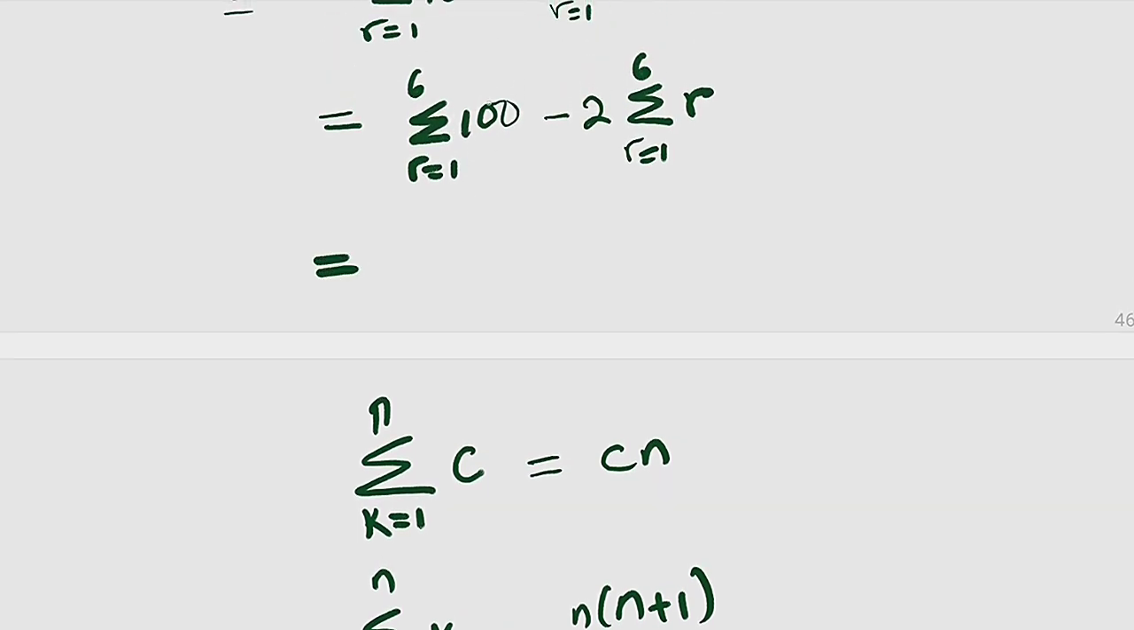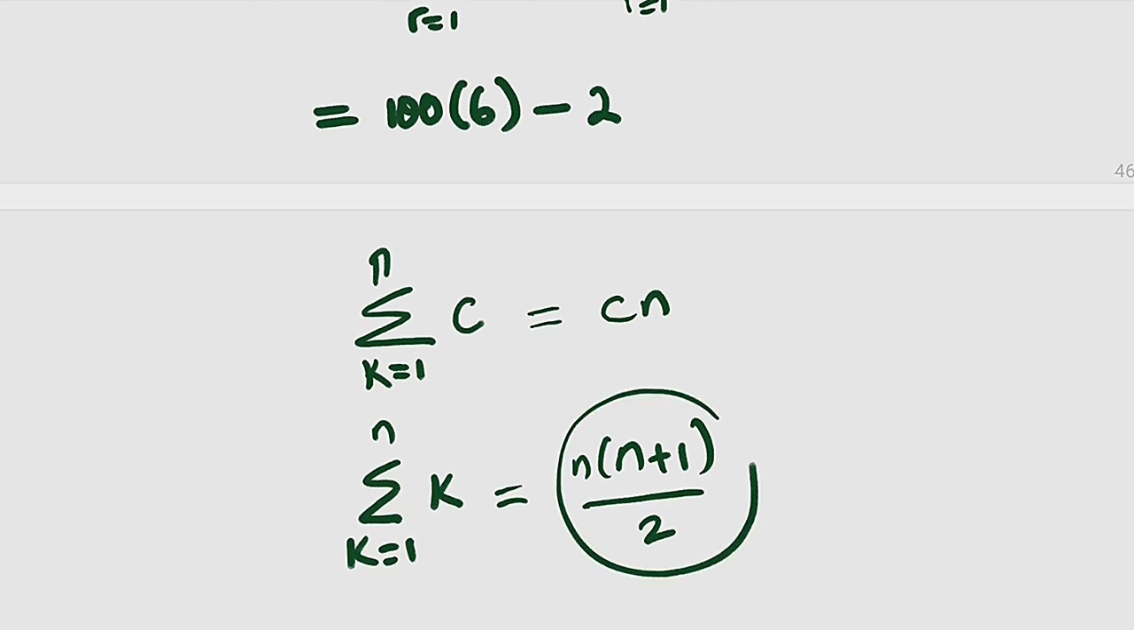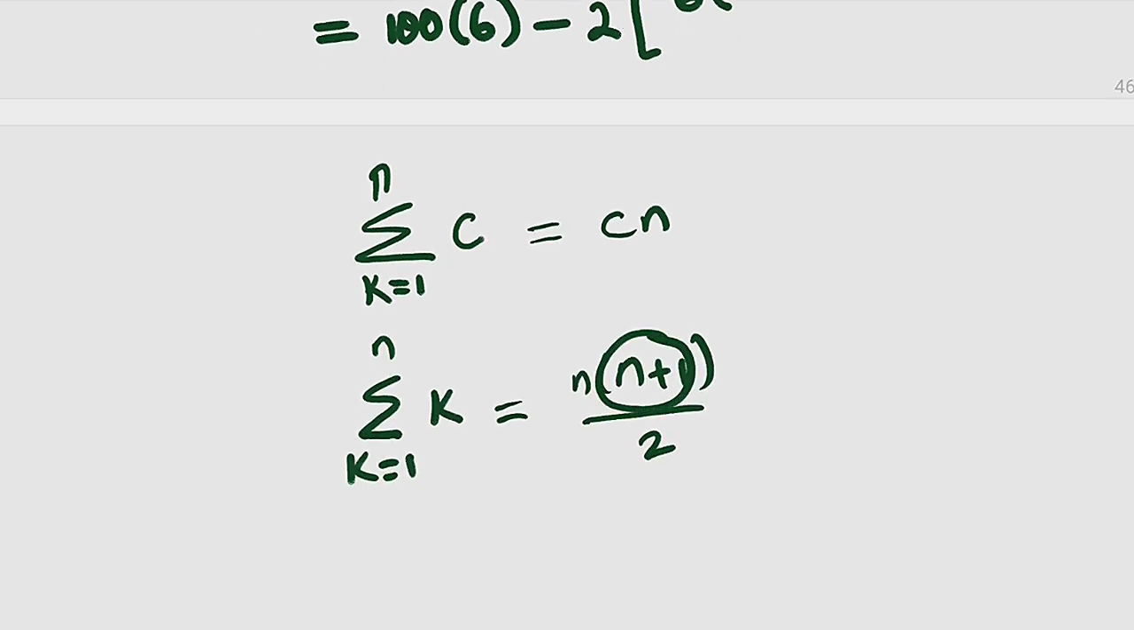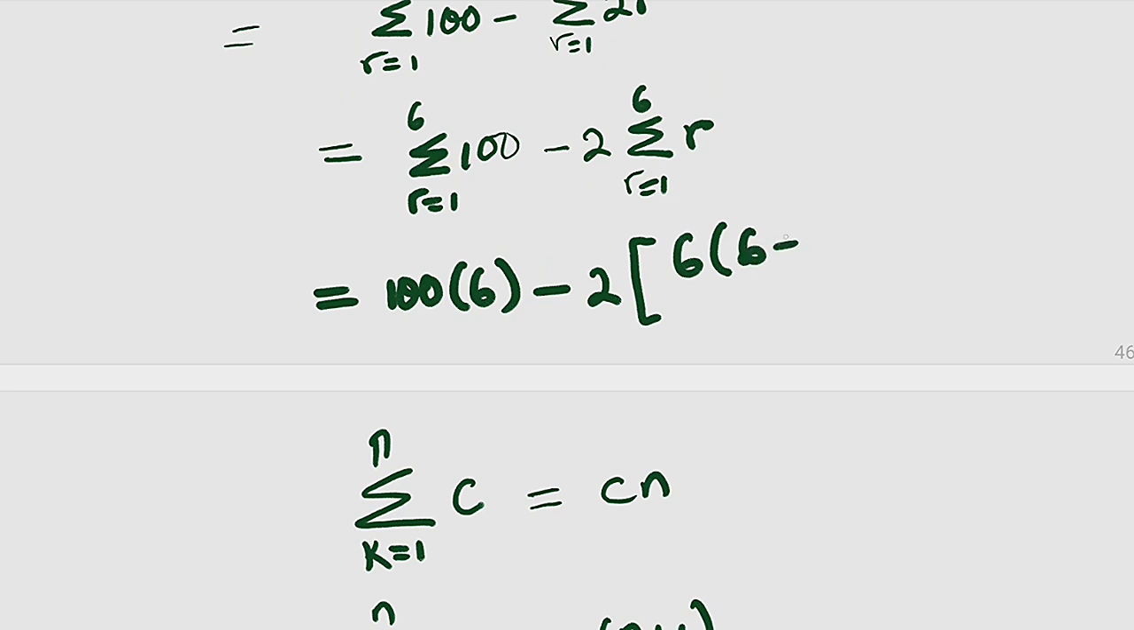So the first one here, since it is a constant, just multiply it by the upper limit. It's just like taking 100 plus 100 plus 100 after 6 places, right? So we have 100 multiplied by 6, then minus this 2. What about this one? Remember, we are going to apply this formula, which is n times n plus 1 divided by 2. But here our n is 6, right? So we have 6 multiplied by 6 plus 1, the whole of this divided by 2.